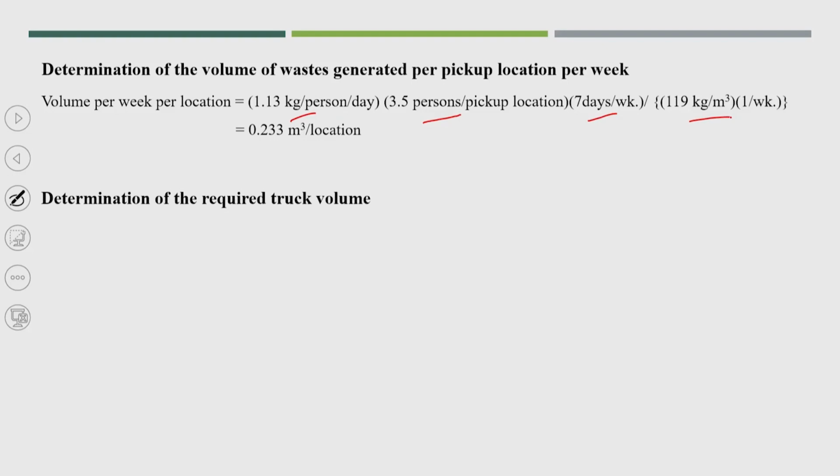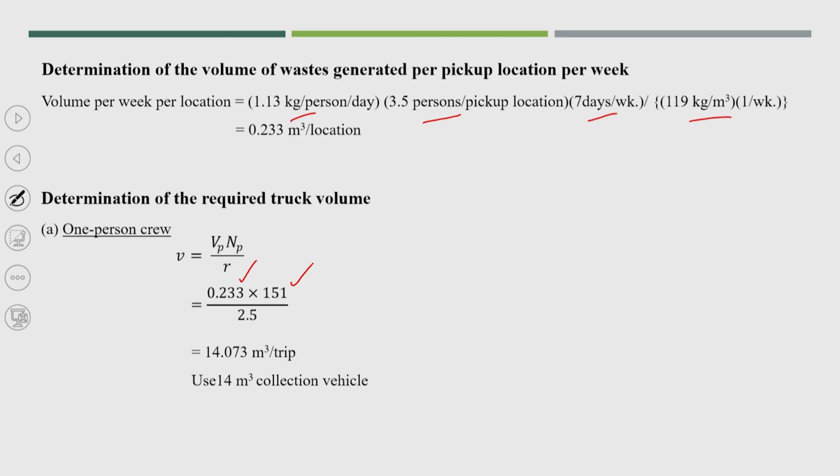Now, we will calculate the truck volume. For the 1 person crew, it is Vp into Np divided by R. This is the formula for truck volume. Here it is simply the volume generated multiplied by the number of pickup locations and divided by the compaction ratio 2.5. That comes out to be around 14 meter cube for the collection vehicle.